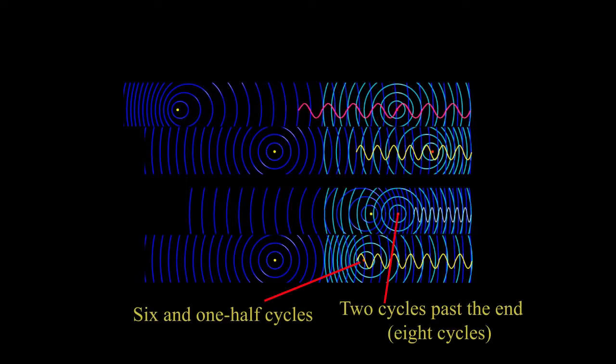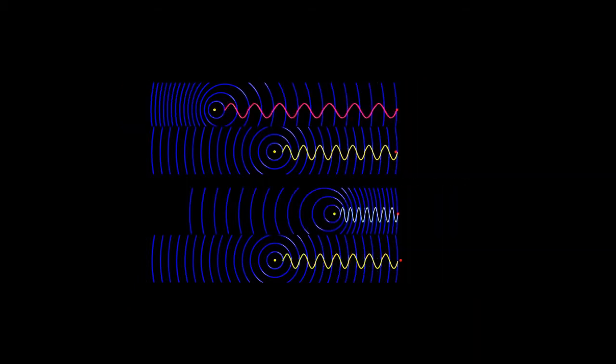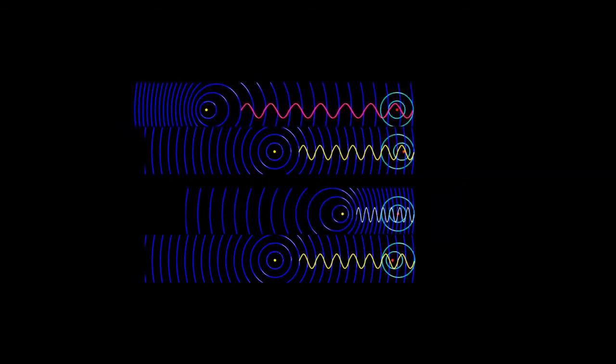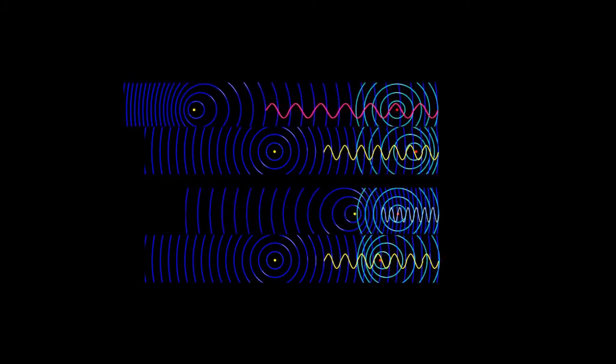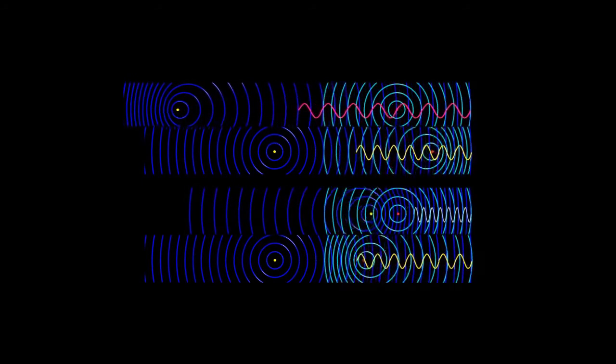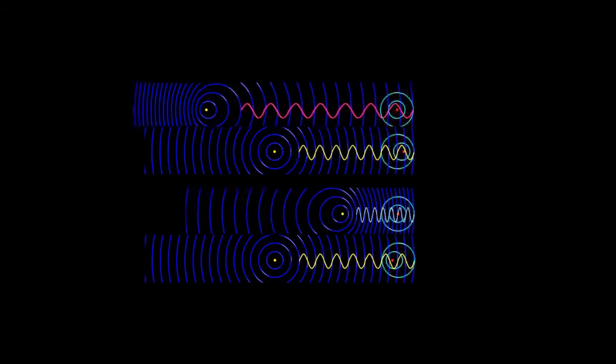In the bottom two sequences, it takes more time for the 7-cycle waveform to pass the target as viewed from the light source than when viewed from the target. So the time has two different values when measured from two different frames of reference. This is time dilation, and there are two factors affecting our measurements of time.